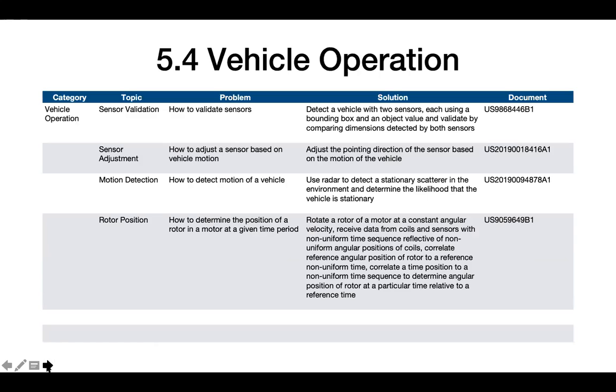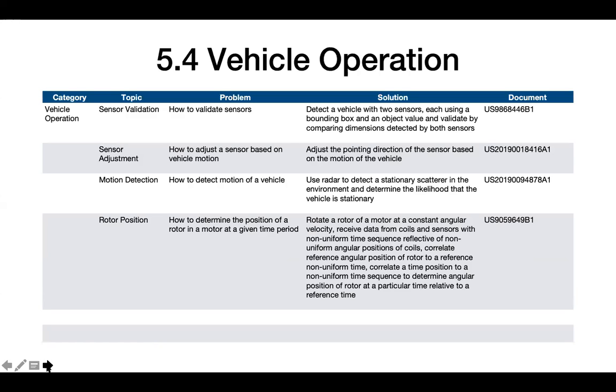That's a 2019 publication. Motion detection, how to detect the motion of a vehicle. Use radar to detect a stationary scatterer in the environment and determine the likelihood that the vehicle is stationary based on that scattering returning data.